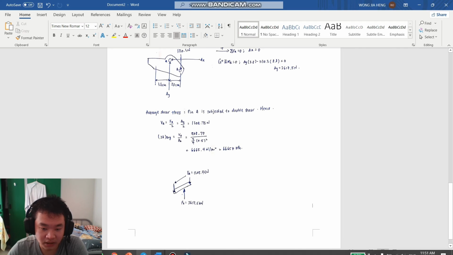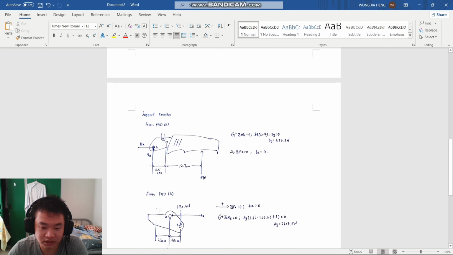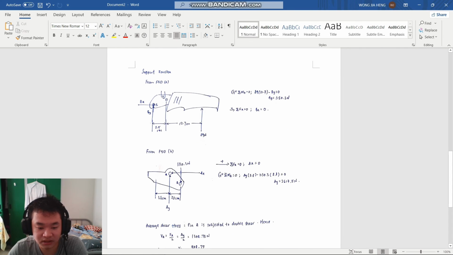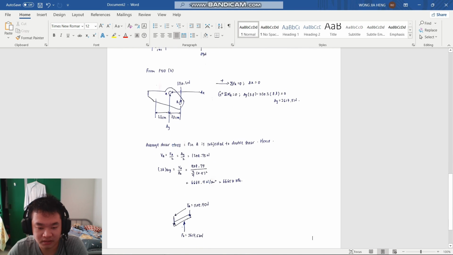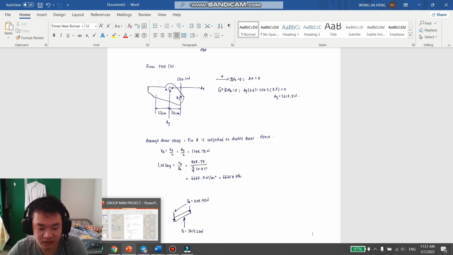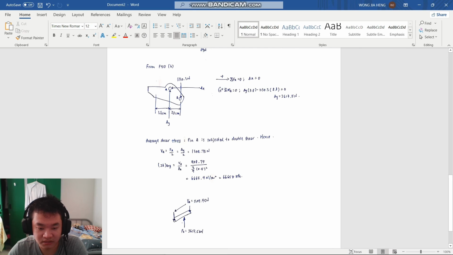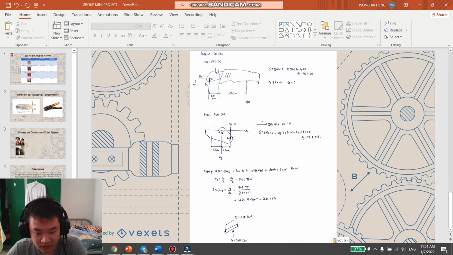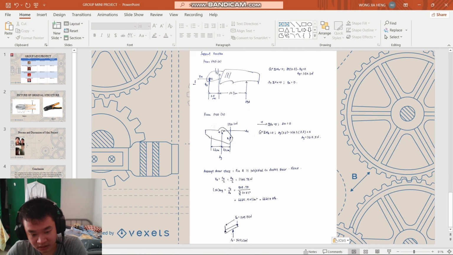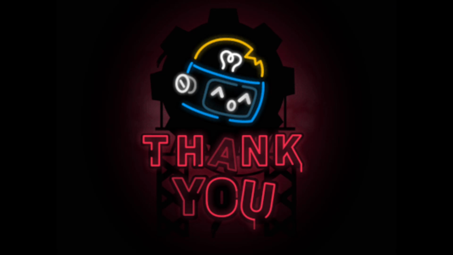Okay, and all the data units were already changed to Newton and centimeter, since the diagram is in inches, and we changed to this for a simpler calculation. Okay, and the calculation will be pasted on the slide. That's all.